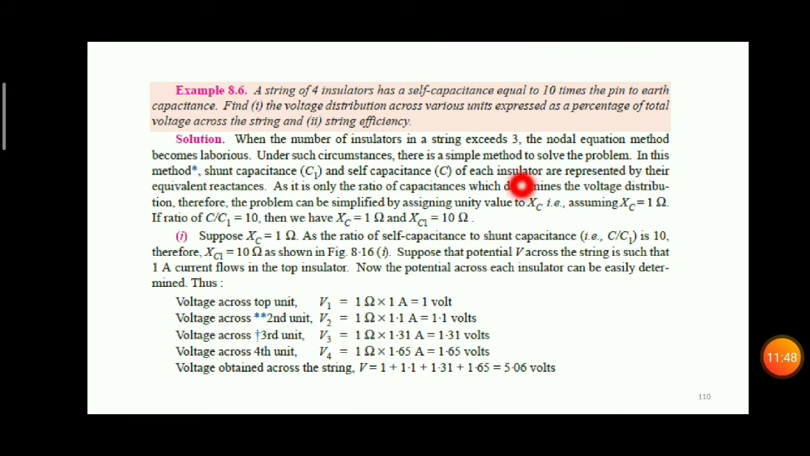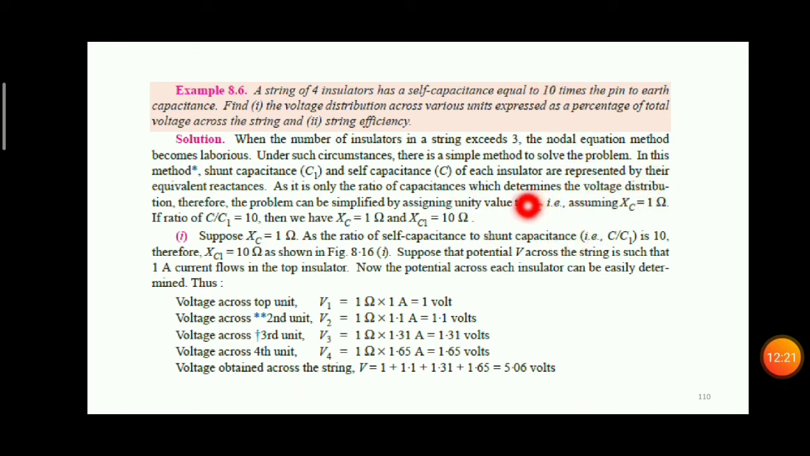In the next question, we have a string of 4 insulators with a self-capacitance equal to 10 times the pin to earth capacitance. Find the voltage distribution across various units expressed as a percentage of total voltage across the string, and the string efficiency. Up to these problems we have discussed 3 insulators.